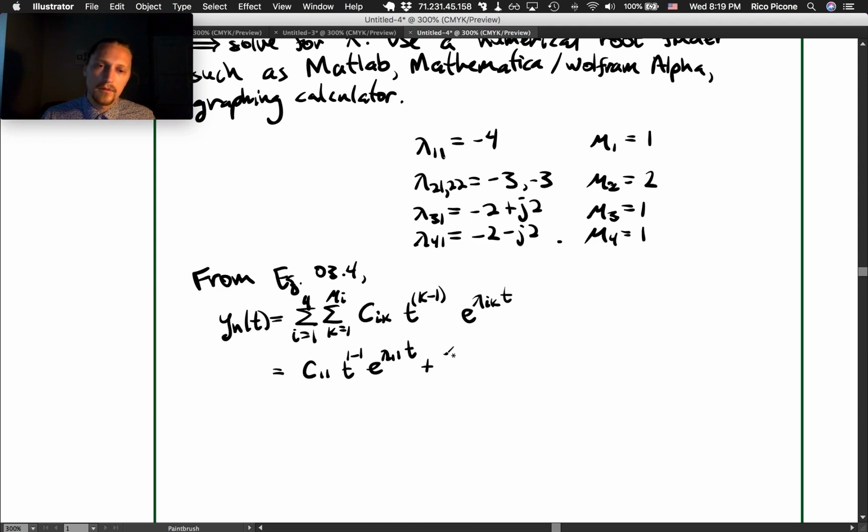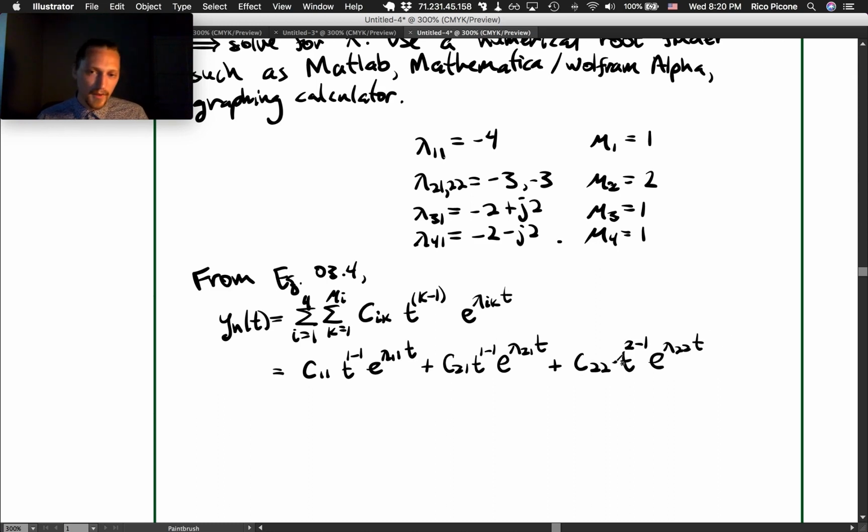now we've got i equals 2, so c 2,1. And first we have k equal to 1, right? So first k equals 1. So we're going to have t to the 1 minus 1, e to the lambda 2,1 t, plus, now we do have mu i, that's 2 in this case, right? So now k equals 2. So c 2,2, now t raised to the k, which is 2 minus 1, so now this survives, e to the lambda 2 t.